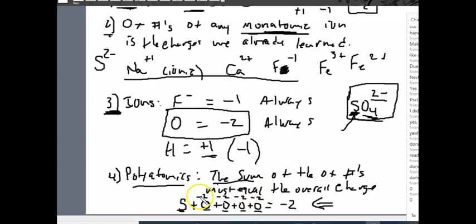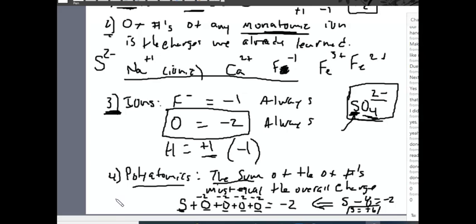So 2, 4, 6, 8, so that's -8. So sulfur -8 equals -2. Therefore, my sulfur has a +6 oxidation. So that's the oxidation number on the sulfur. It has a +6. Does everybody see how I got that?